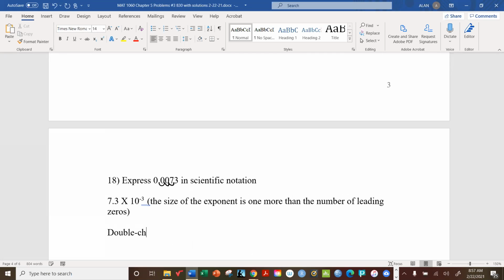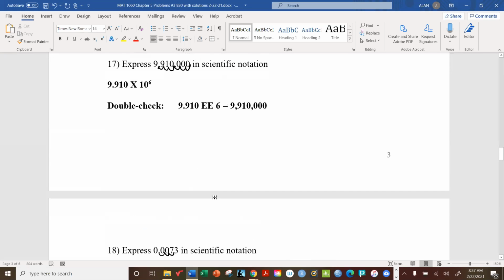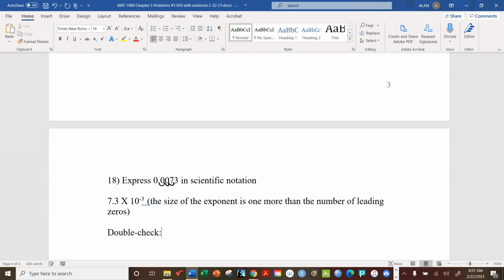Now you have to watch it with negative exponents because every calculator is a little different. So we're going to type 7.3 E. But what about that negative exponent? On this calculator, you're going to put 3 followed by that plus minus sign, which is above the 8.